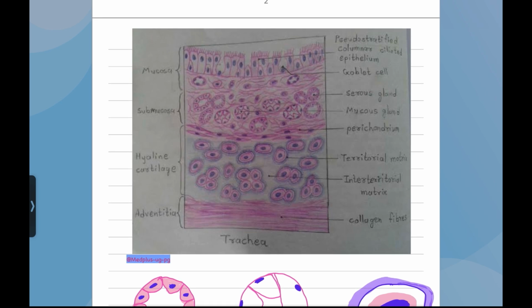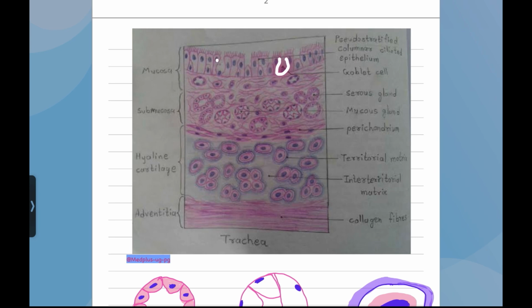Now we will see a histology diagram. In this we can see there is a single layer of cells, but they have nuclei at different levels. So it gives a stratified appearance, a false stratified appearance. That is why it is called pseudostratified columnar, as the cells are columnar. And as we can see here, there are cilia, so it is ciliated epithelium.